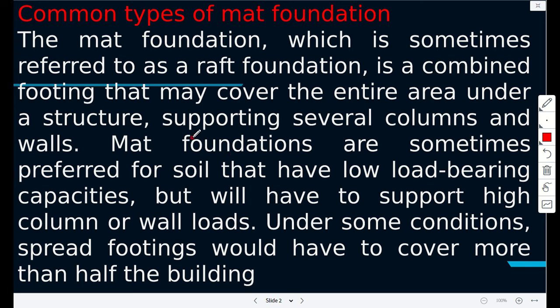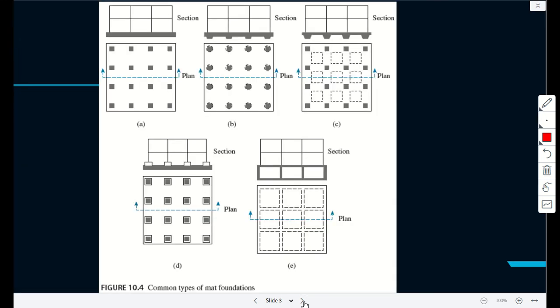So we can say that it is a combined footing that may cover the entire area under the structure. So it's a large foundation or footing supporting several columns and walls. Mat foundations are sometimes preferred for soil that has low bearing capacity. I already said that, but they will have to support high column or wall loads. Under some conditions, spread footings would have to cover more than half the building. So you can get the sense that you also need a lot of space.